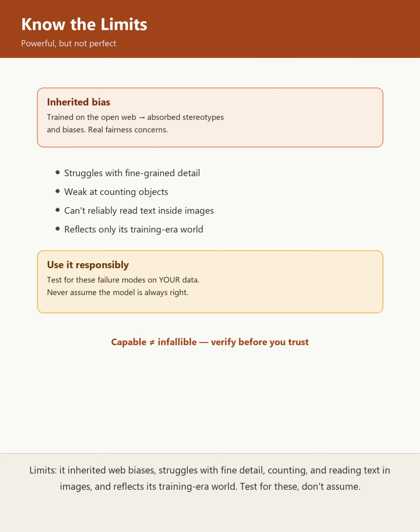Of course, CLIP is not perfect, and it is important to know the limits. Because it learned from the open internet, it absorbed the biases and stereotypes present in that data, which raises real fairness concerns. It can struggle with fine-grained details, counting objects, or reading text inside images. And it reflects the world as it existed in its training data, so very new or rare concepts may confuse it. Using it responsibly means testing for these failure modes, not assuming it is always right.